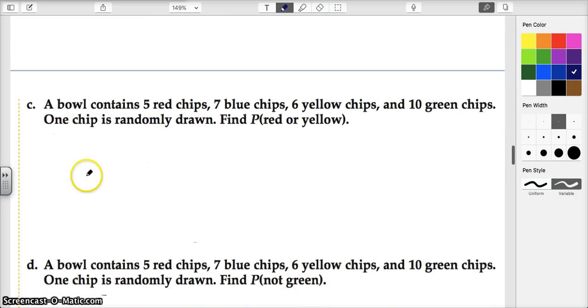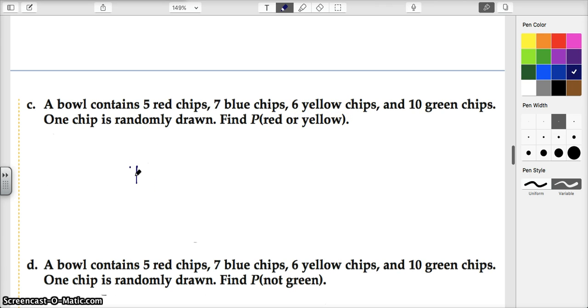Let's look at part C. So a bowl contains 5 red chips, 7 blue chips, 6 yellow chips, and 10 green chips. Same bowl apparently. 1 chip is randomly selected. Find the probability of picking a red or a yellow. So either red or yellow are cool.